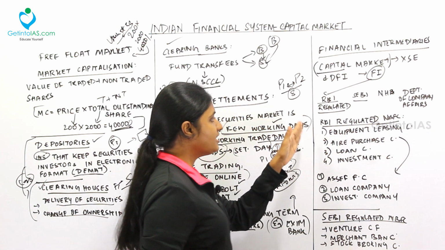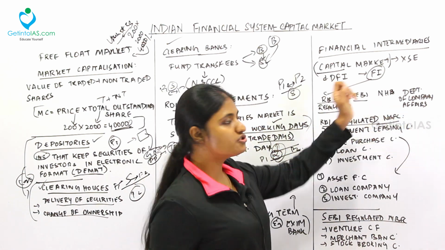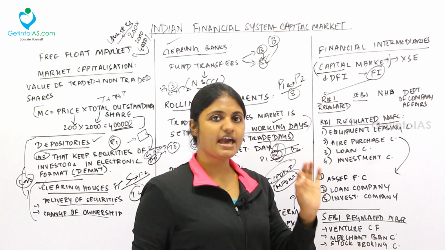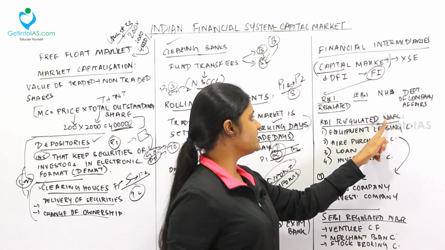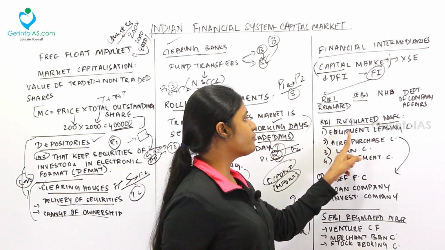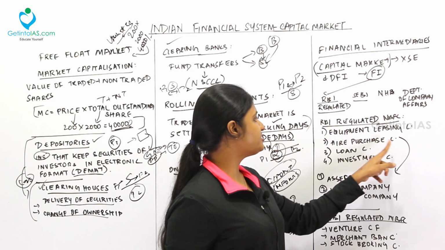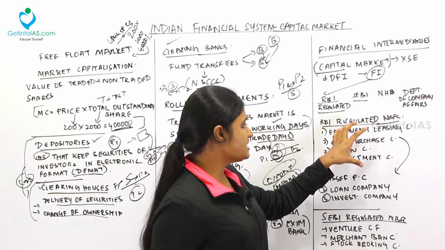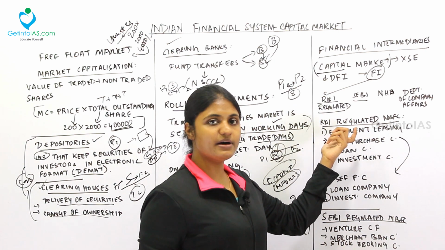Fine. So, we will see the RBI regulated NBFCs. We saw the financial institutions under the capital market are termed as NBFCs. So, those NBFCs that are regulated by RBI, what are those NBFCs? So, we have the equipment leasing company, hire purchase company, loan company and the last, investment company. So, these are all the NBFCs regulated by RBI.